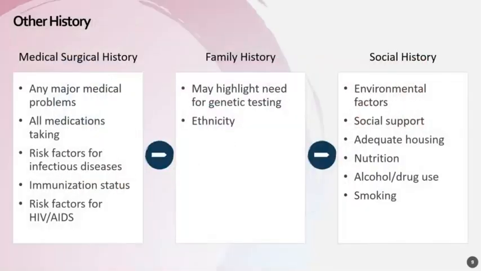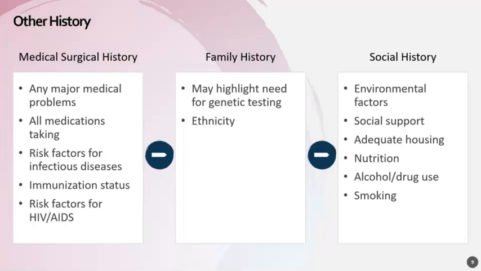So then the medical surgical history. You would want to record any major medical problems such as heart disease or diabetes that will require closer surveillance. Prenatal records should also list all medications the woman is taking, including over-the-counter medications and herbal remedies. Risk factors for any infectious disease. You'll determine the woman's immunization status and then determine the risk factors for HIV and AIDS.